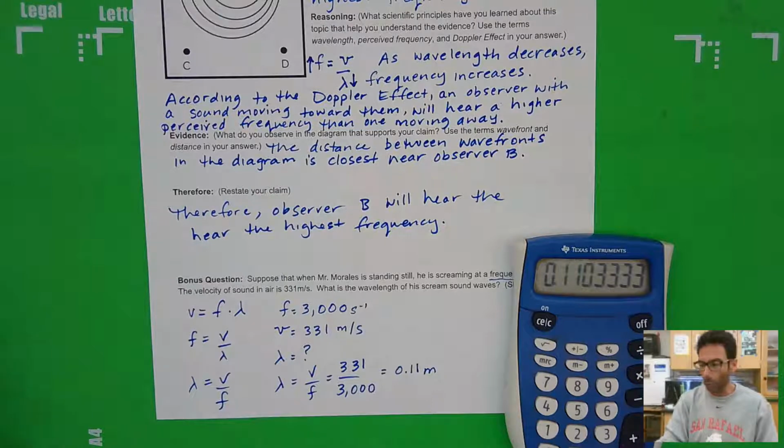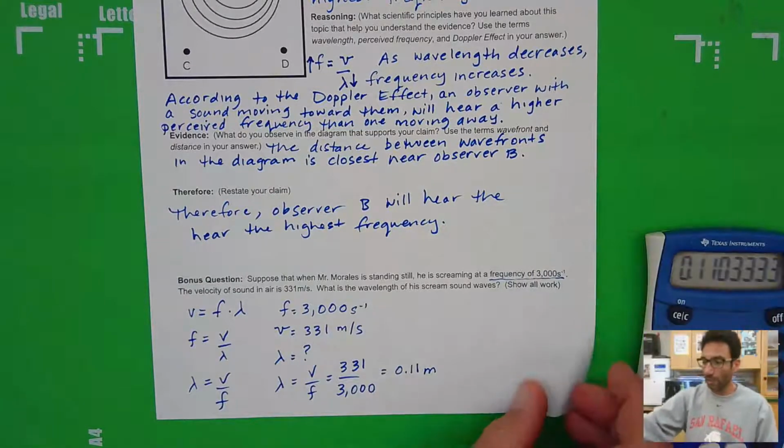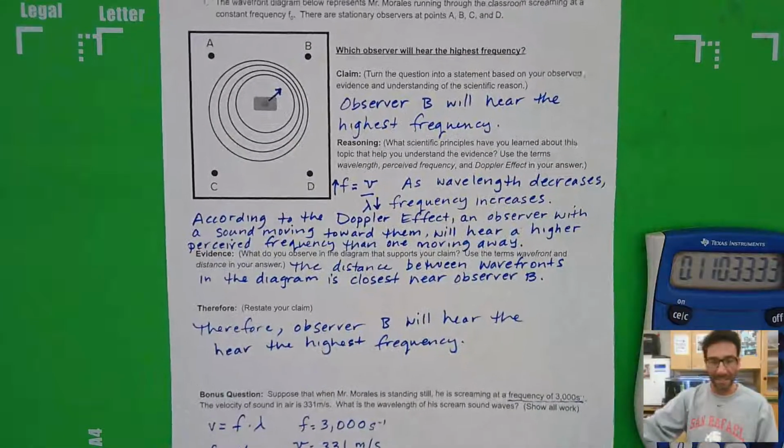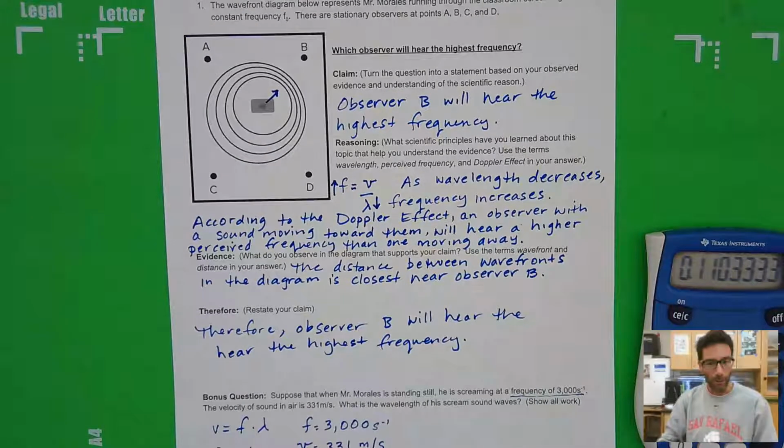Good luck with the retake. Make sure that you would be comfortable if you saw a diagram like this and it asked you other things like who is hearing the lowest frequency, which direction is the person traveling. We need to be able to interpret this kind of drawing and explain the Doppler effect in doing so.